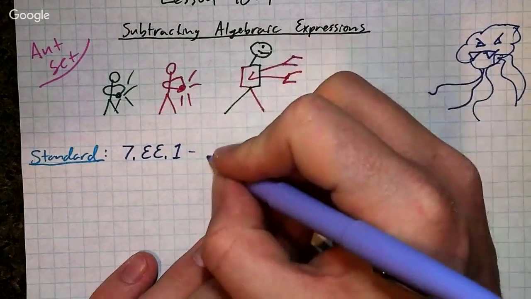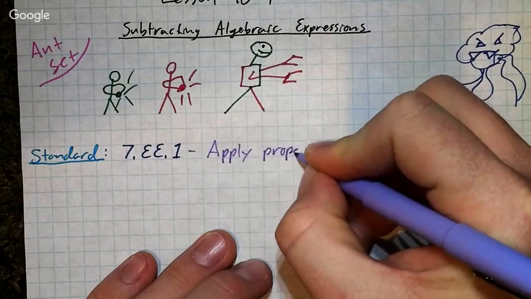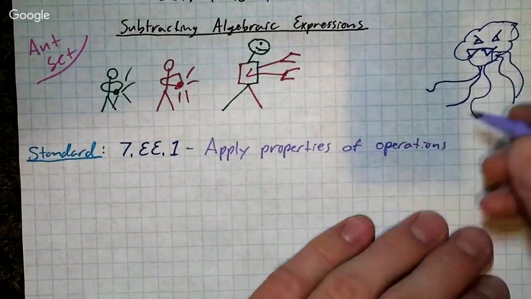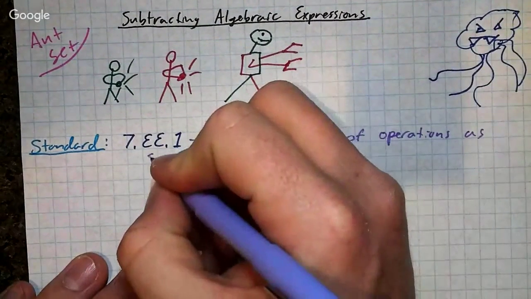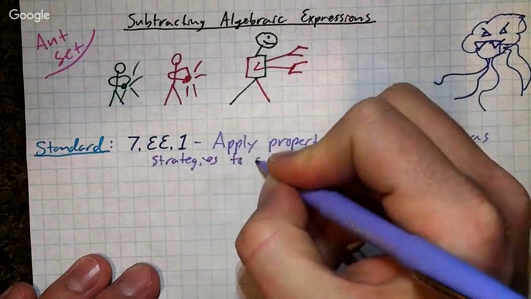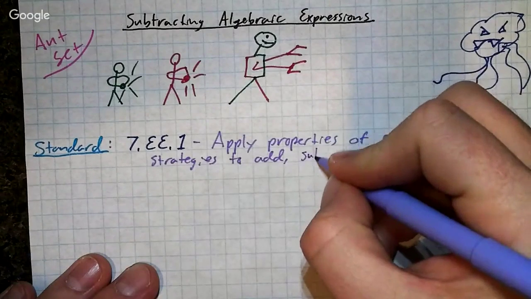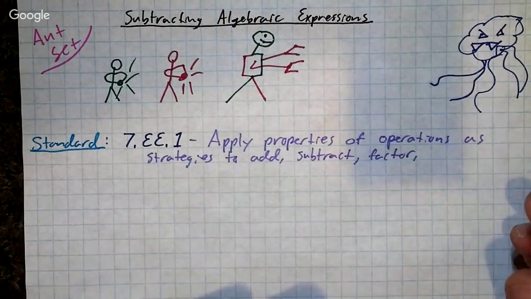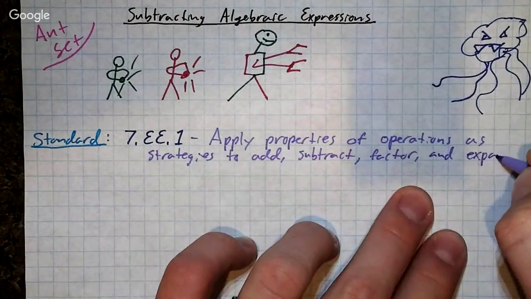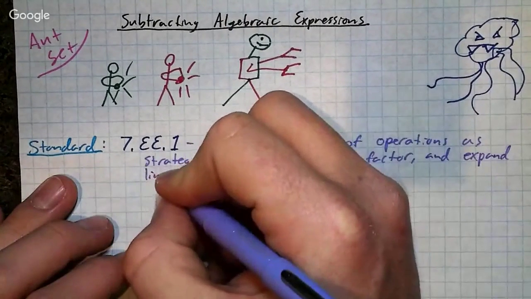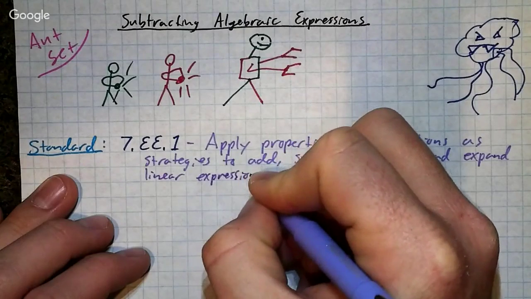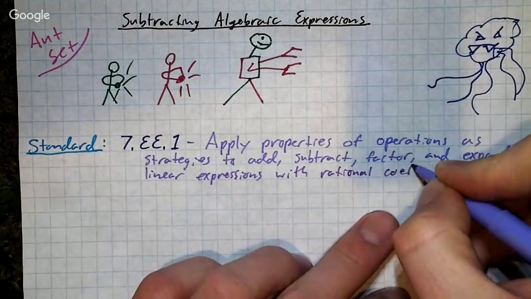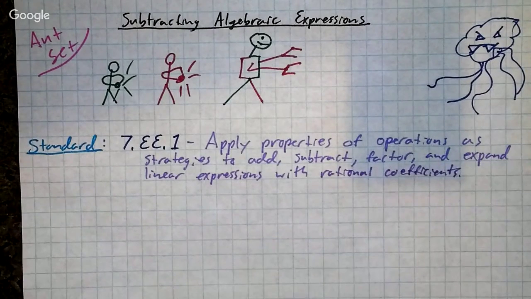7.E.1 states that we need to apply properties of operations as strategies to add, subtract, factor, and expand linear expressions with rational coefficients. So that's the main one we're going to be talking about today.